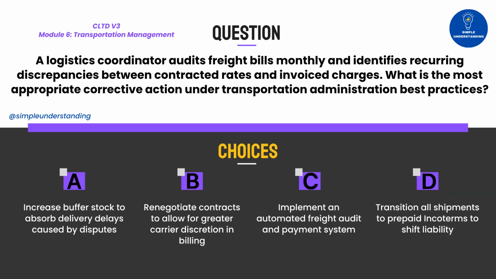Question 9. A logistics coordinator audits freight bills monthly and identifies recurring discrepancies between contracted rates and invoice charges. What is the most appropriate corrective action under Transportation Administration best practices? A. Increase buffer stock to absorb delivery delays caused by disputes. B. Renegotiate contracts to allow for greater carrier discretion in billing. C. Implement an automated freight audit and payment system. D. Transition all shipments to prepaid Incoterms to shift liability.